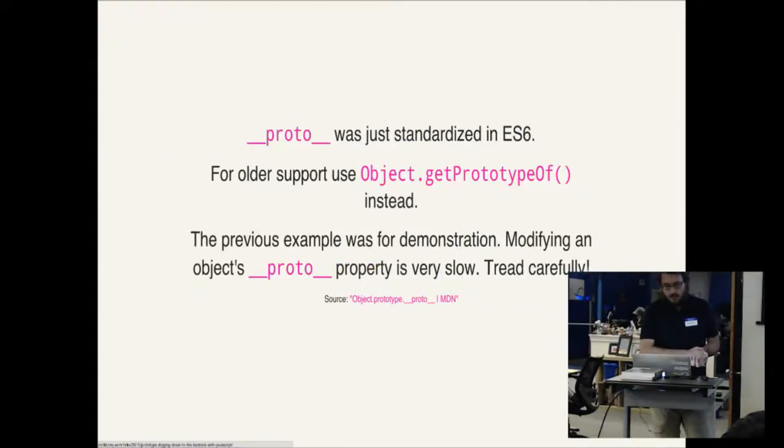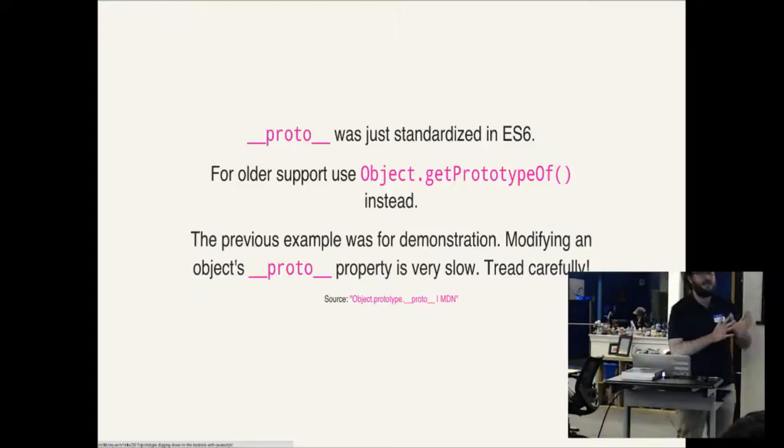And then a few more notes. This proto property exists in some browsers, especially Chrome. But it was just recently standardized in the next version of JavaScript, ECMAScript 6. So for older support, you can use object.getPrototypeOf. Also, that example that I showed was more for demonstration. Typically, you don't want to change the proto property at runtime because it's very slow, and no JavaScript engine is optimized to do that kind of work.